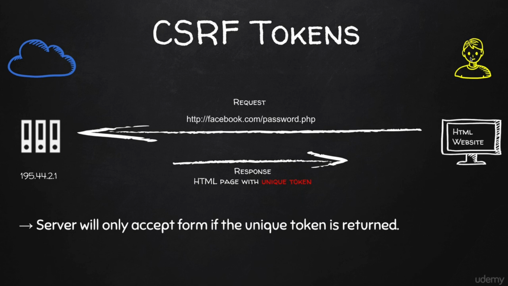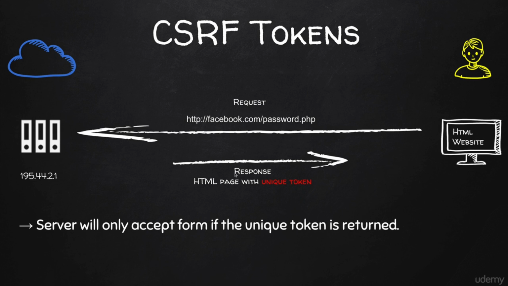Say for example, we have this user here and he requests facebook.com/password.php. It goes to the server. The server is gonna generate a response for that request. So it's going to return the HTML page that represents password.php. In that page, it's going to include a unique token. So when the page is loaded at the client side, it's gonna already have the form that the user is looking for, plus a unique token that was generated by the server. Then, when the user submits whatever they want to submit, the server will only accept the form and will only respond to what the user is asking if the user returns the same token.